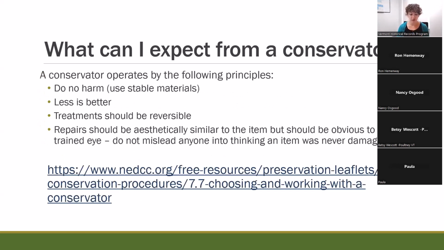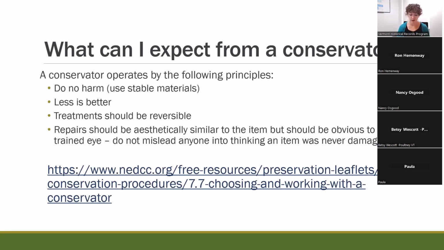So a conservator should operate by the following principles. Do no harm, which means avoid using materials that could actually cause damage to the item. Less is better. So sometimes limited treatment or no treatment at all is better. Also, treatments should be reversible. And while repairs should be in the same style as the item, the repair should be apparent. The goal is not to mislead anyone into thinking that the item was never damaged.